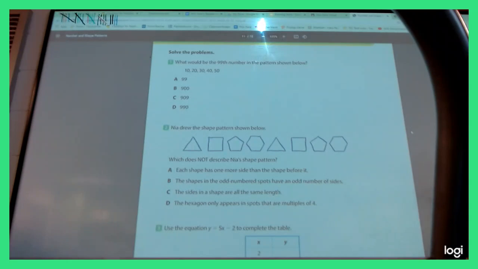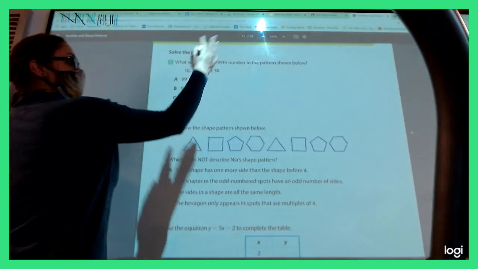All right, now number 1 is a little tricky. What would be the 99th number in the pattern shown below? I'm just going to think about it for a minute. Before we get too far ahead of ourselves, what is the rule? What does it seem the rule is for our pattern? Quentin? Well, times 10. I mean, adding 10. Adding 10. Good job. If we were multiplying by 10, this would be much bigger.